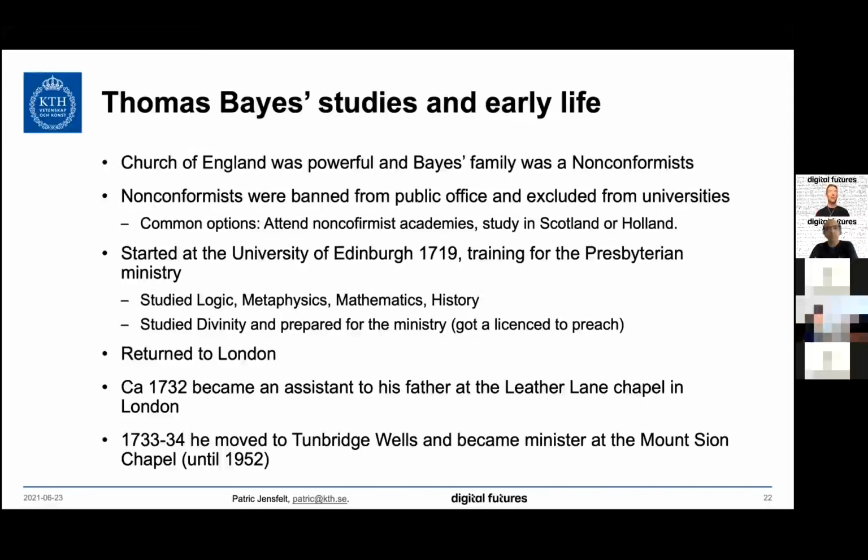After a few years of doing that, he moved to something called Tunbridge Wells, and he became a minister of his own chapel. He stayed a minister there until 1752, when he handed over to someone else. Some sources say that he wasn't a very good preacher. I think the workload was about 1 or 2 hours of preaching every week, and he maybe didn't enjoy that much.